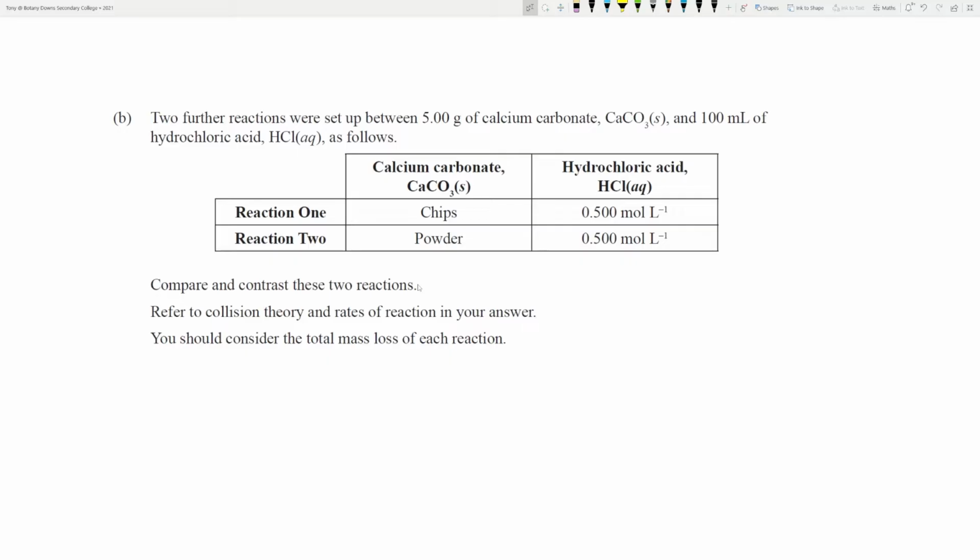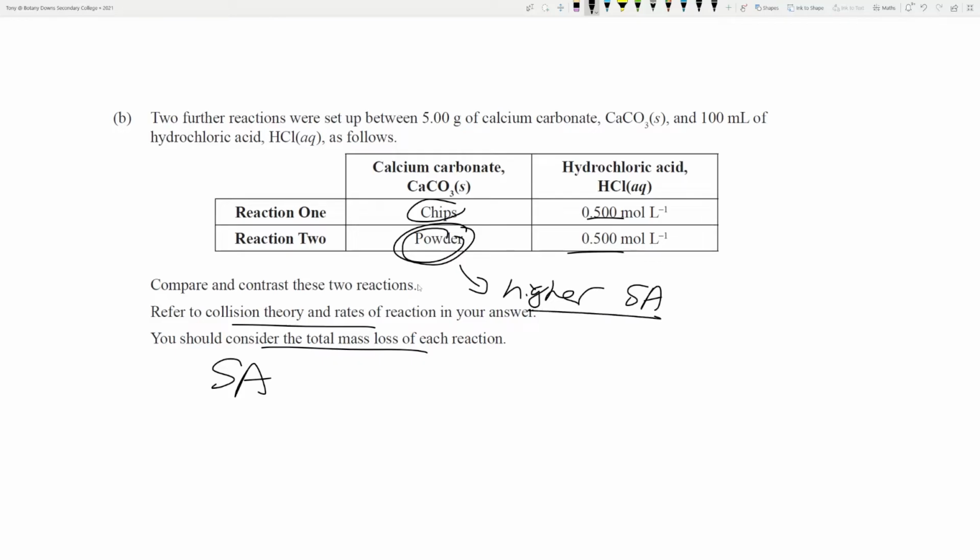Next one, so this is chips, this is powder, so the surface area is the one we're interested in. Same concentration. Okay, so refer to the collision theory. When you have powder, just remember powder has higher surface area. When you have higher surface area, you've got more particles exposed, readily available to collide, and therefore they're immediately available, they can collide. You have a higher frequency of successful collisions, or a higher number of successful collisions per second or per minute, per unit time, whatever it is.